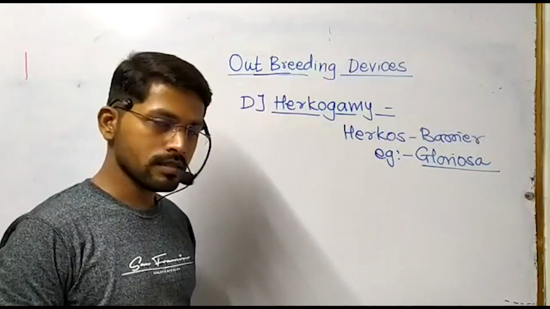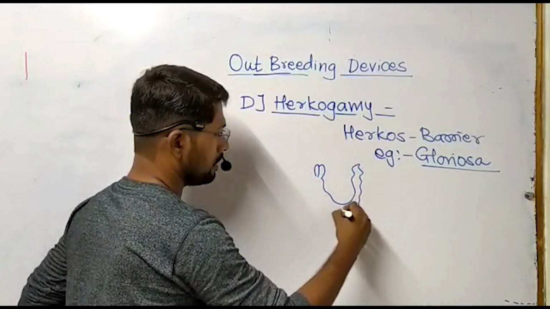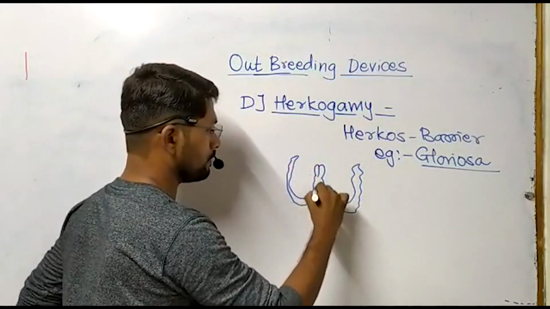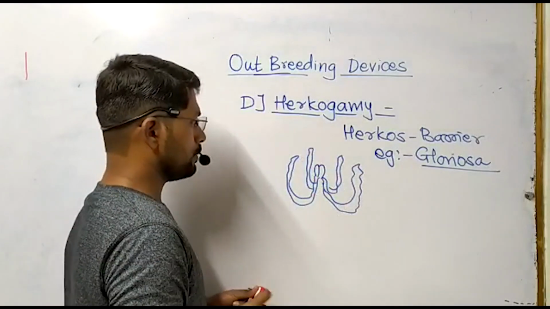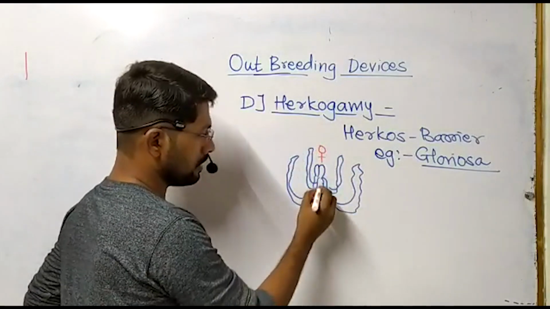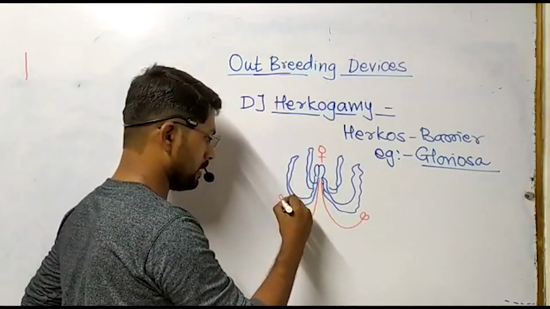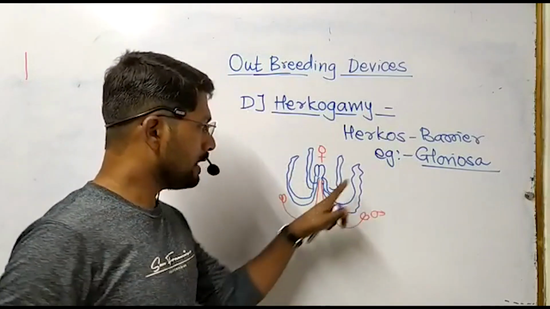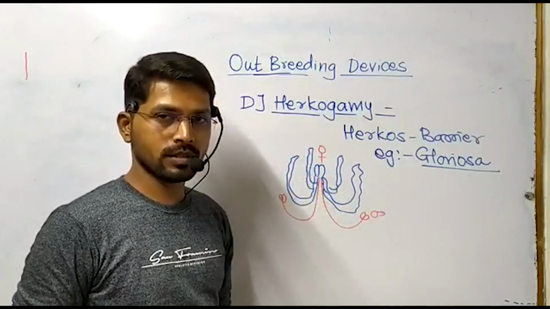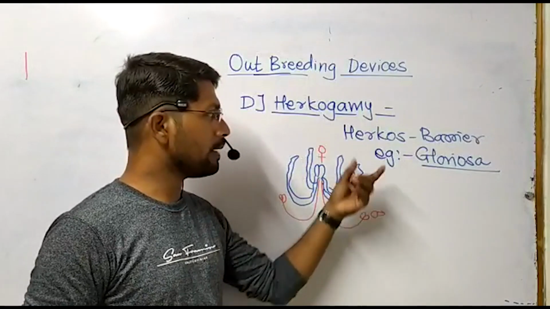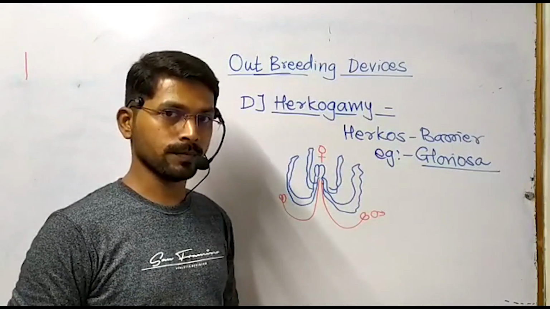So in such flowers, the structure is quite like this. This is the carpel and these are the perianth lobes. So the female reproductive structure is present here and the male reproductive structure, that is the anthers, are present in this particular position. Now there is a mechanical barrier of the perianth lobe between the male and female reproductive structures of the same flower, and due to this mechanical barrier or hercos, self-pollination is prevented and cross-pollination is followed.